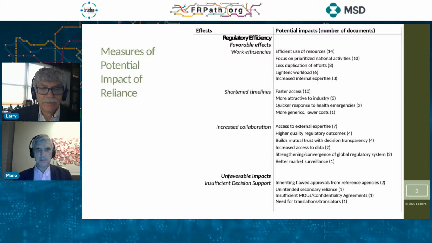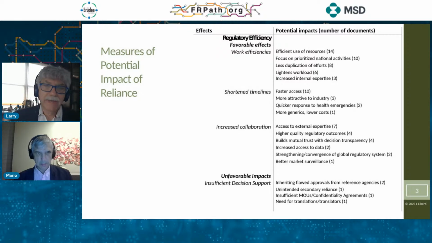But we also found some indications that sometimes maybe there are downsides. For instance, where decision support may be impacted in a way that we don't always think is positive. So we've heard and we've seen some work where people say, because of the use of reliance, a regulator may not get the experience that they would love to have if they were to do a more comprehensive analysis.